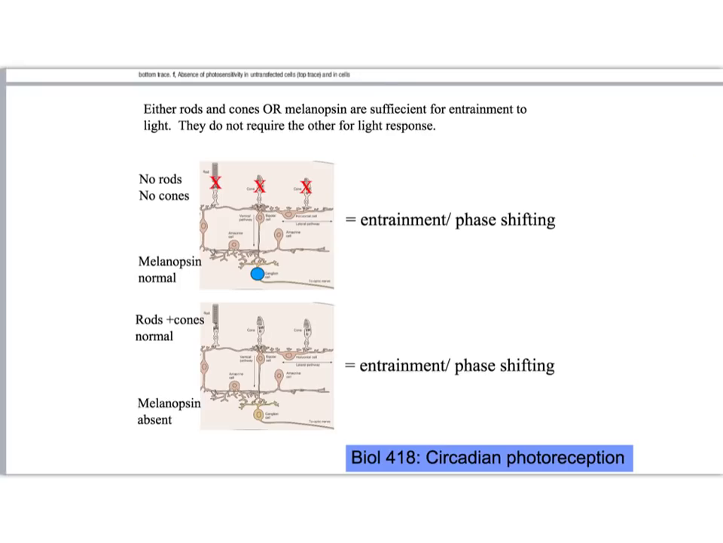Okay, so up to now we know that if you remove rods and cones, entrainment and phase shifting is normal. If you remove melanopsin but you leave rods and cones, entrainment and phase shifting is normal too. Right? If you think about this, it means that when you remove melanopsin, in this case, somehow rods and cones are still communicating that light information to the suprachiasmatic nucleus.